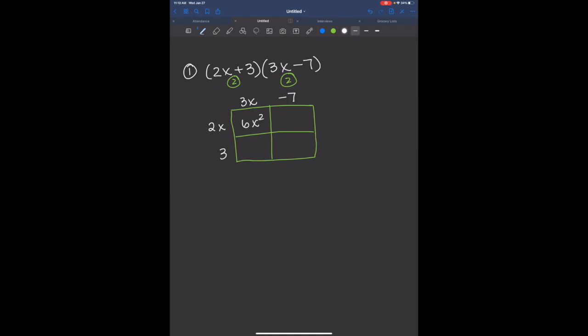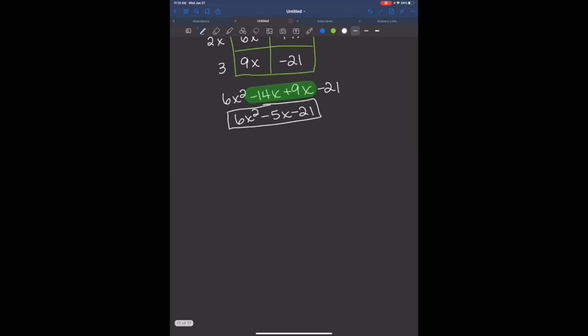So we've got 2x times 3x gives us 6x squared. 2x times negative 7 equals negative 14x. 3 times 3x equals 9x. And 3 times negative 7 equals negative 21. And then we write it out as 6x squared minus 14x plus 9x minus 21. Combine like terms. And we get 6x squared minus 5x minus 21.